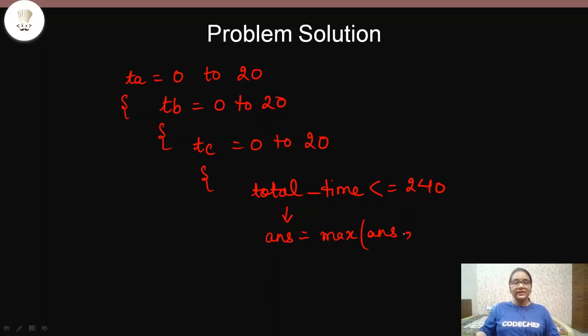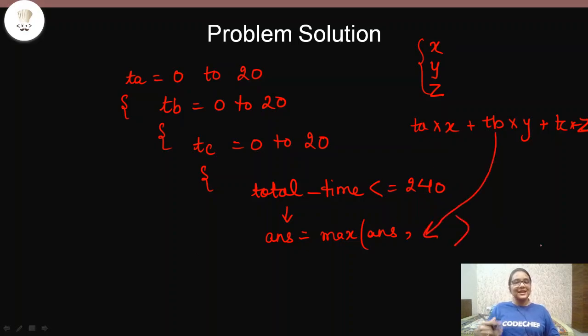And how will we calculate that? We know with TA, TB and TC how many problems we are picking, right? And X, Y and Z denote how many points will be awarded for each problem of each category. So if we just do TA into X plus TB into Y plus TC into Z, this is going to give us the points for any particular situation. So we can just put this expression here, and that's it. Our answer is ready. So if this entire loop runs, then we are going to reach our solution.